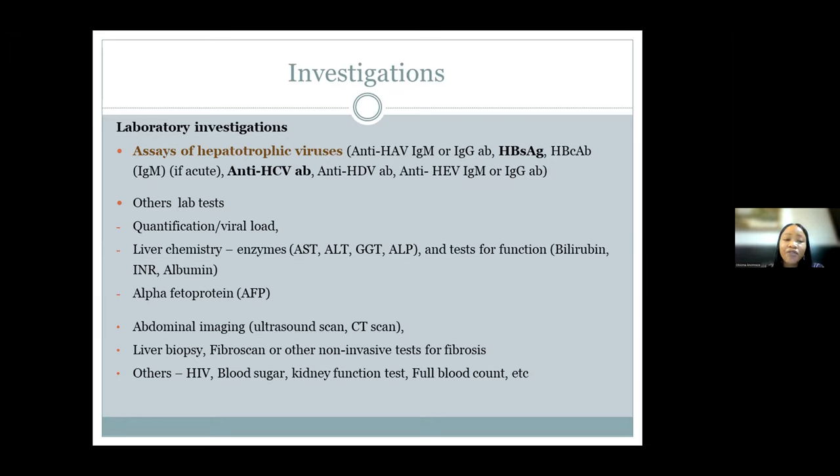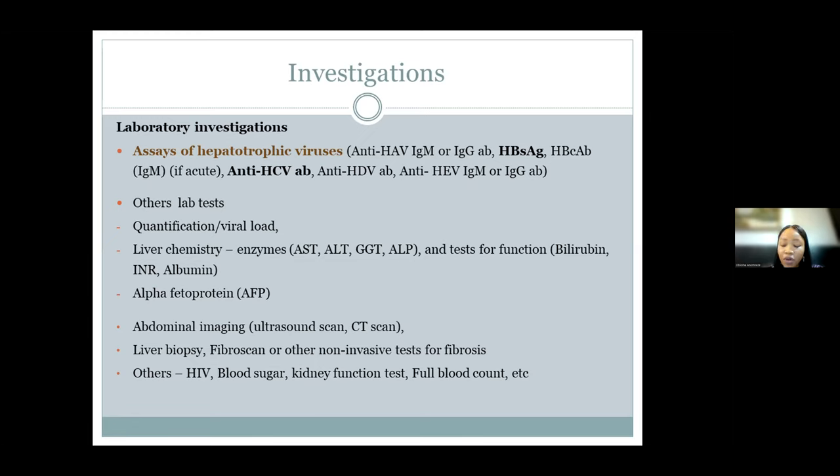So you want to go ahead and check for how much of the virus is there in the person's system. So that's the quantification or viral load. Then you also want to check, being viruses that affect the liver, for enzymes that typically are elevated when there's something causing harm to the liver. So if this is elevated, it also increases the likelihood that this is what the patient has. And then you also want to check for the function. You want to check the excretory function of the liver by checking the bilirubin level. And then you want to check the synthetic function of the liver by checking the international normalized ratio, as well as the albumin. The alpha fetoprotein, being that liver cancer is one of the complications of hepatitis B and C, you also want to go ahead and have this test done.